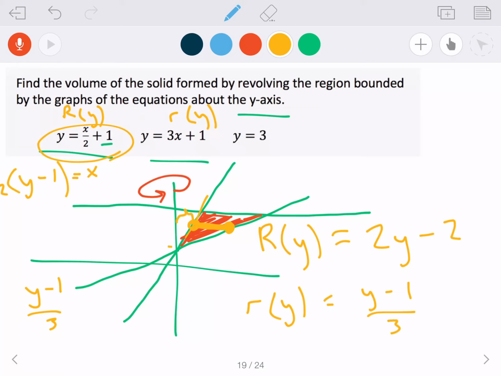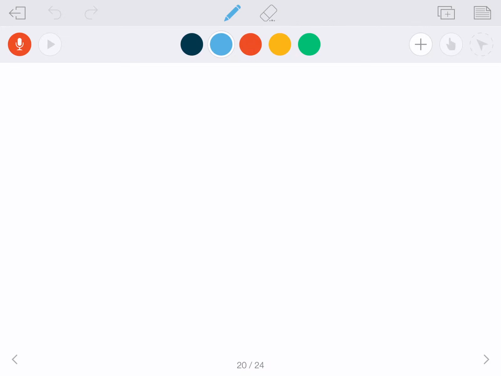And then I need to figure out what my limits of integration are. Here, when I plug 0 into both of those functions, I get 1, and then we have y equals 3 for our upper limit. That gets a little bit messy, but again, all you're looking for here is that big radius and then that little radius and assigning a function to it. I'm ready to set up my integral now.